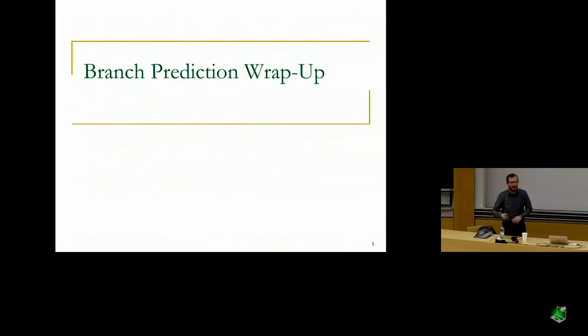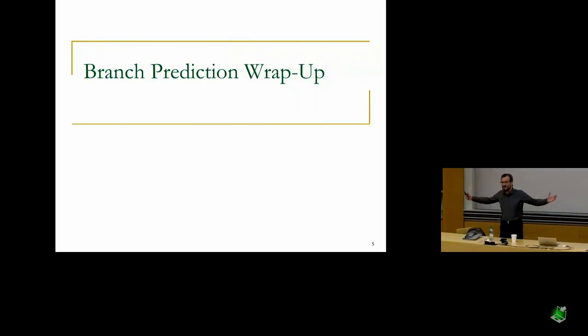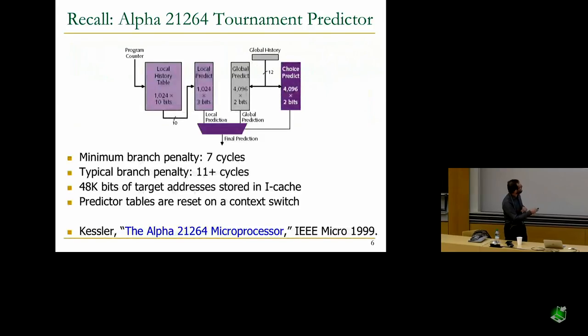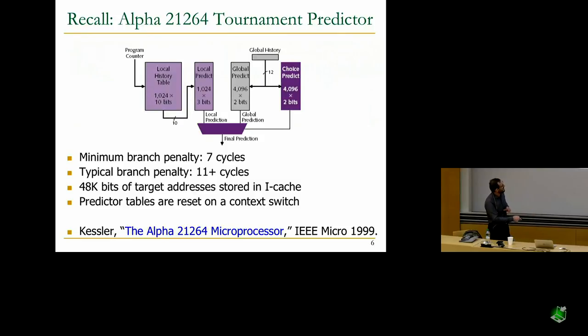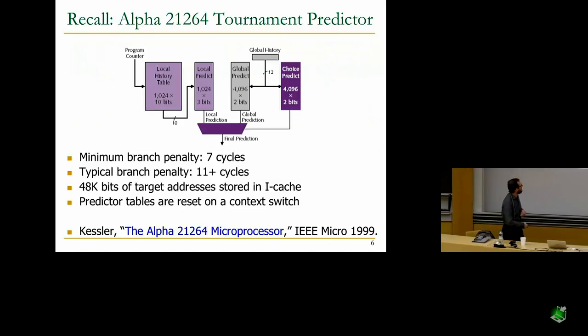It's going to be even more important for the reasons we discussed yesterday. 80% accuracy is not good. 95% is not good. 97% is not good, if you want to build a much bigger machine, wider and deeper. This was the state-of-the-art branch predictor in 1997 or so when this processor was designed. As you can see, it's already complicated, and these things have gotten more complicated. And there's some interesting information over here.